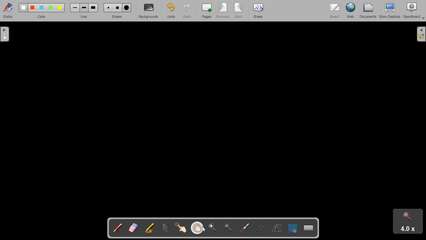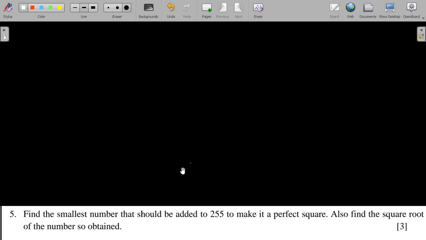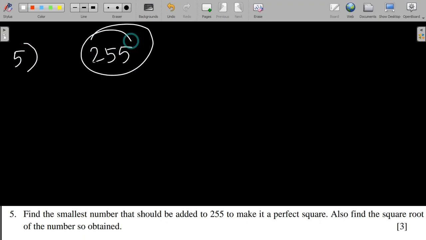Acha, in the next sum, it's been told to find the smallest number that should be added to 255 to make it a perfect square. Also find the square root of the resulting number. So here we need to find the number which should be added to 255 to make it a perfect square. What we can understand from this question is that this number 255 is not a perfect square. Something needs to be added to make it a perfect square.